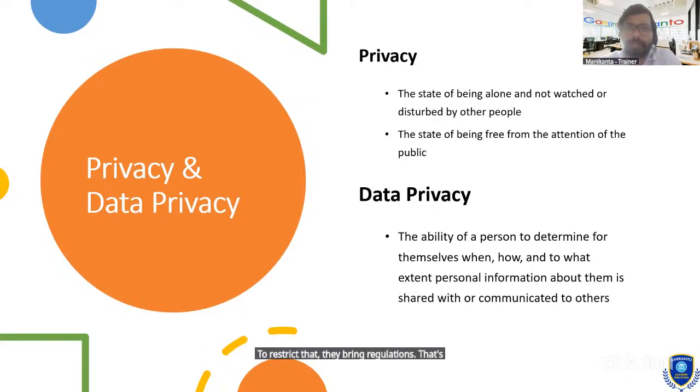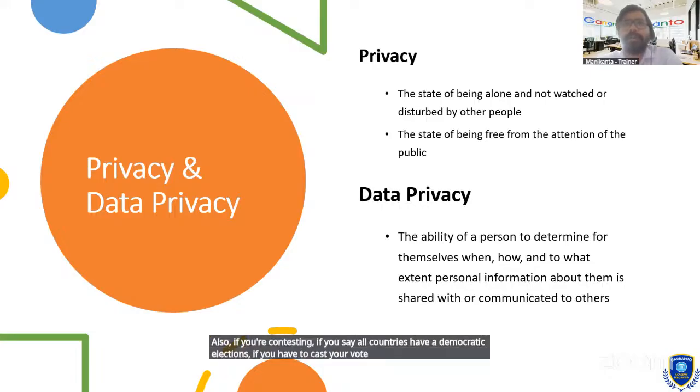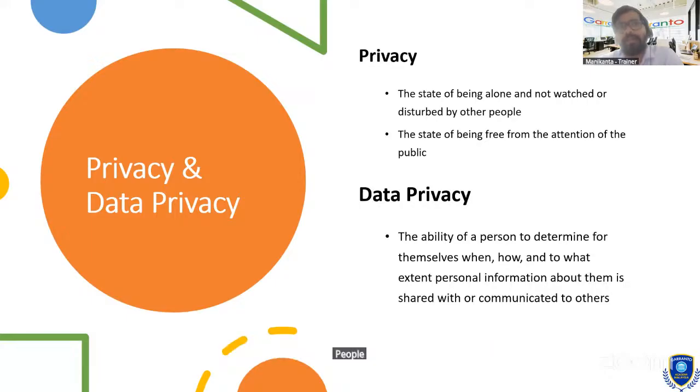That's what data privacy is. Also, consider that all countries have democratic elections. When you have to cast your vote, people can influence you to change your opinion and help you vote for a different party.